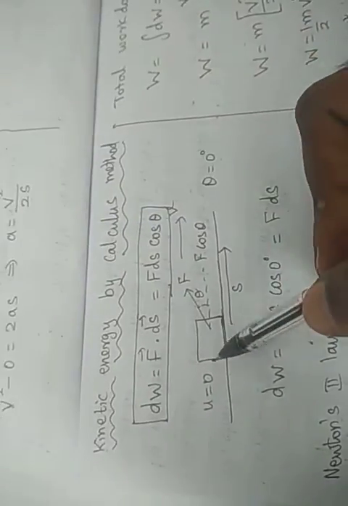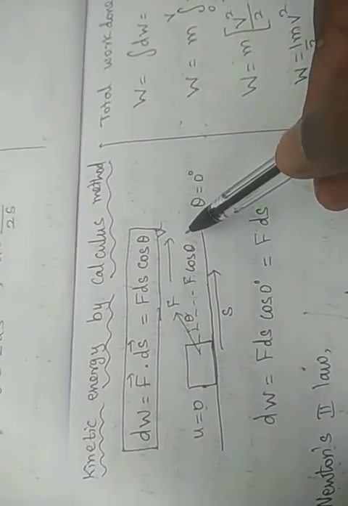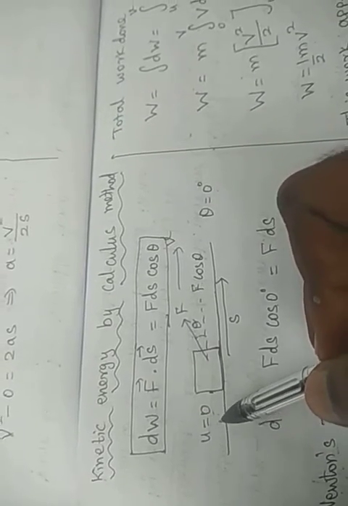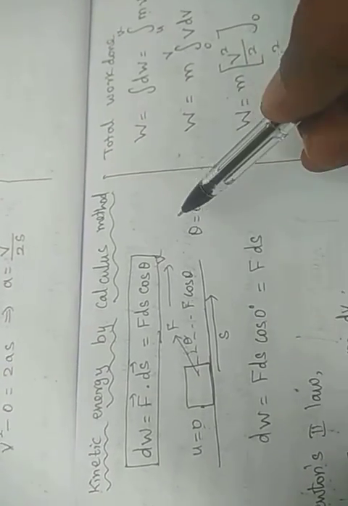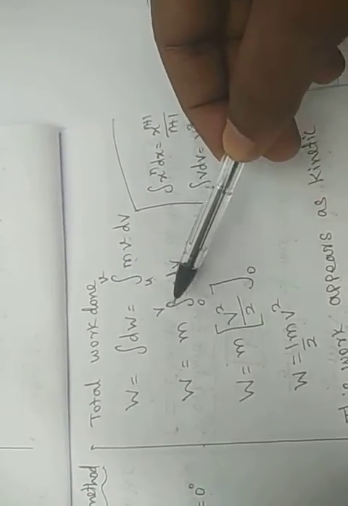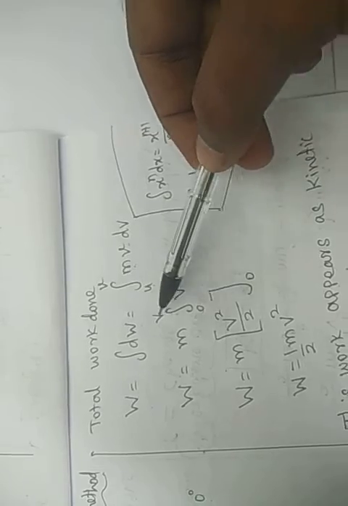So what are the limits? The initial velocity is u, the final velocity is v. Here the initial velocity is 0 because it starts from rest. So after moving, it has a final velocity v. The lower limit is the initial velocity, the upper limit is the final velocity. So W is equal to m into the integral from velocity 0 to v of v dv.